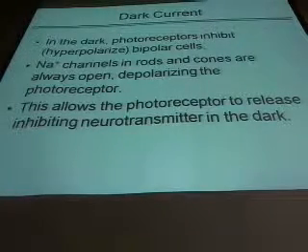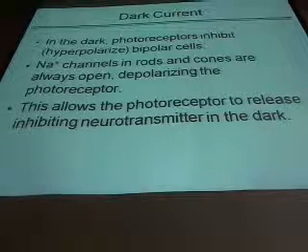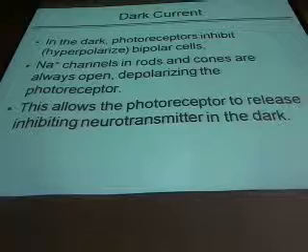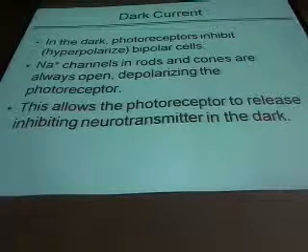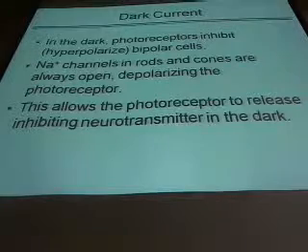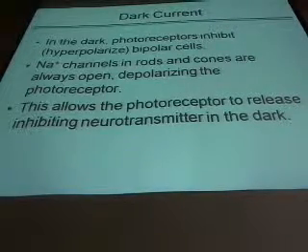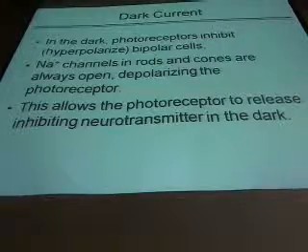Inhibit bipolar cells. The sodium channels are open, depolarizing the photoreceptor. It allows photoreceptor release, inhibiting neurotransmitters in the dark. That just goes against all logic. And I'm not sure they're sure why it happens.